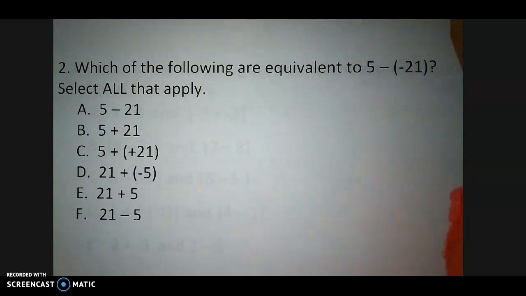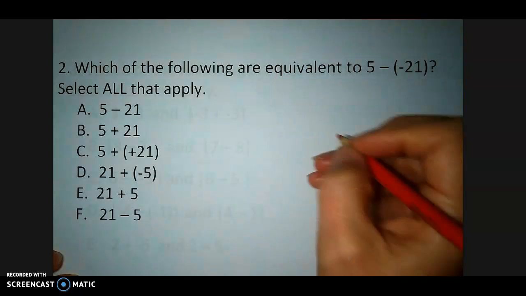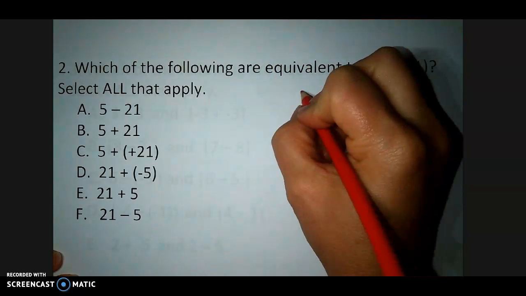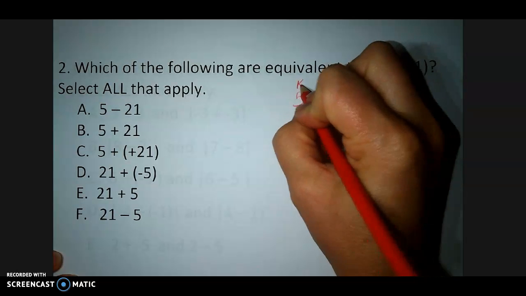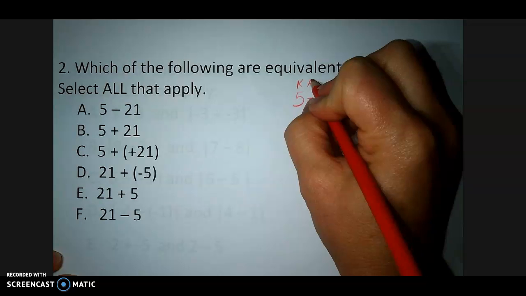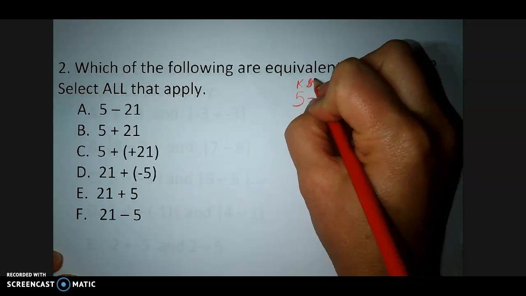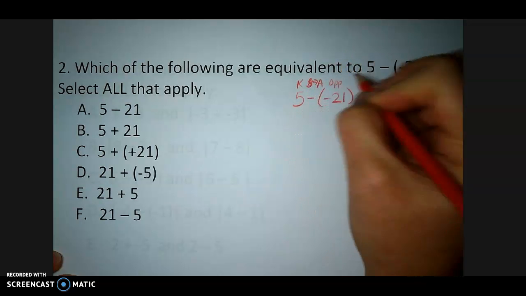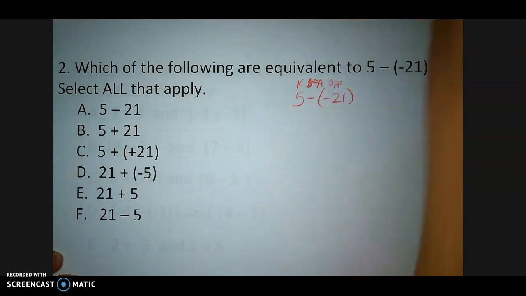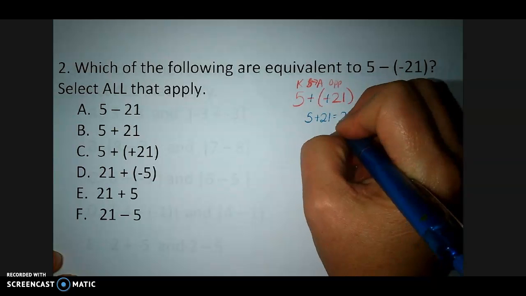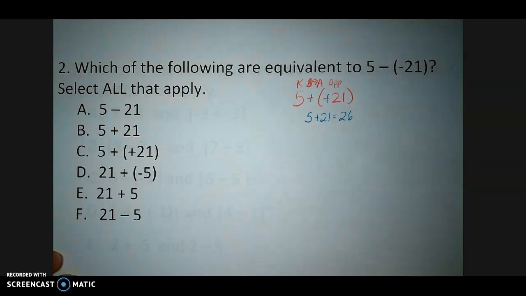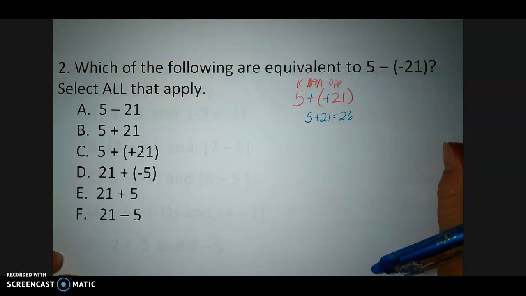Alrighty, same type of problem. Which ones are equivalent? So when I look at 5 minus -21, I remember I'm going to keep this first one. I'm going to turn subtraction to addition, and then I want the opposite. So I'm going to add the opposite. So 5 plus 21 is 26. So I'm looking for anything that equals 26. I want you to pause the video right here, and see if you can figure out which ones that would be.